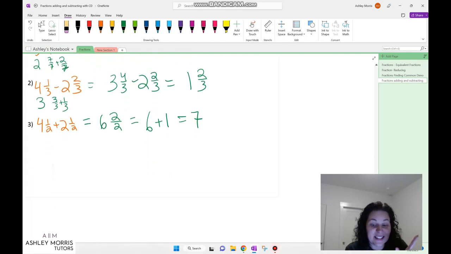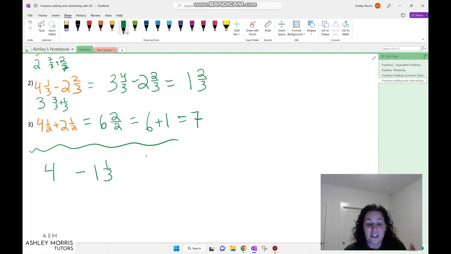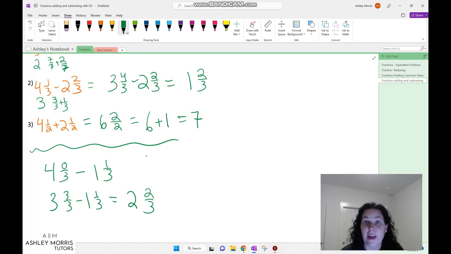I've got one last thing I want to show you. If you are subtracting and you have something like 4 minus 1 and 1/3, that 4 does not have a fraction. We're going to have to regroup it. So we're going to regroup it as a 3 and 3/3 and then subtract. 3 minus 1 is 2. 3/3 minus 1/3 is 2/3. So this is like a 0/3. You're still going to have to regroup for that one.